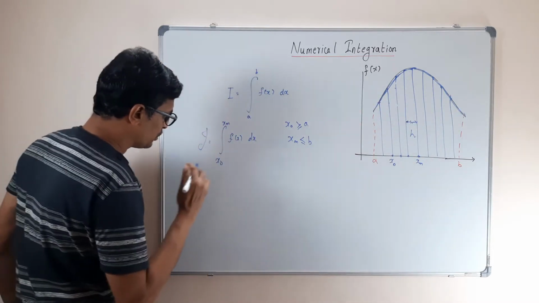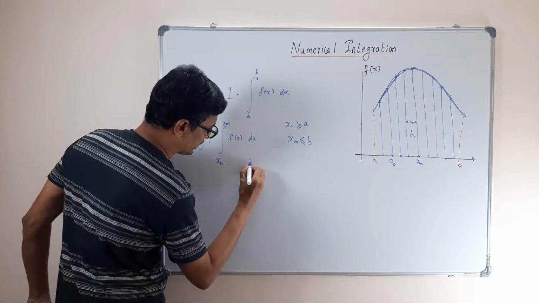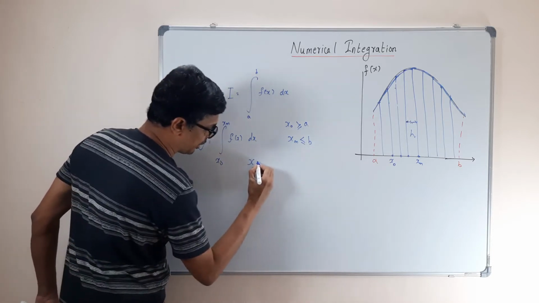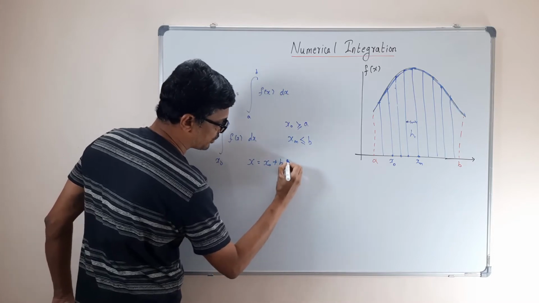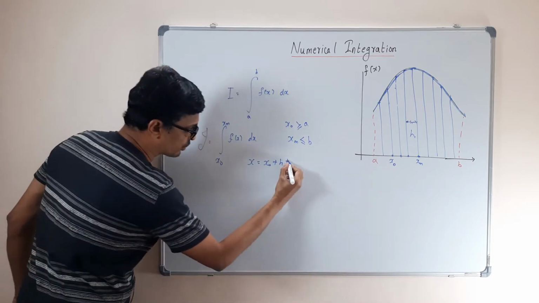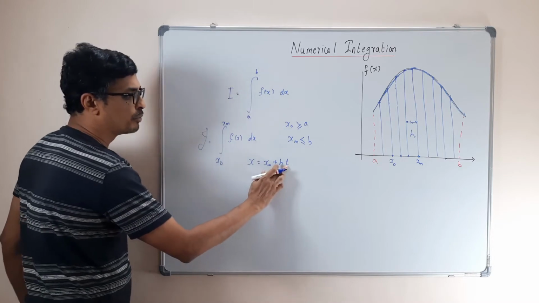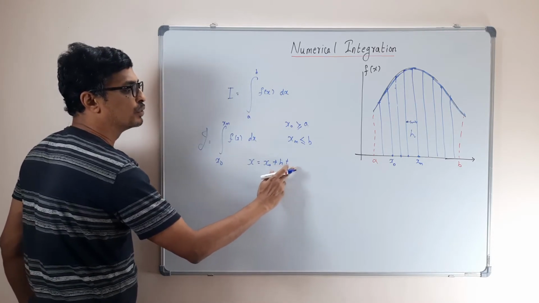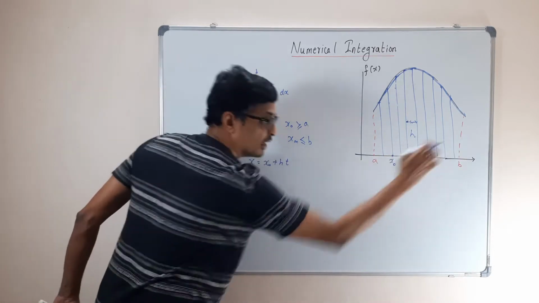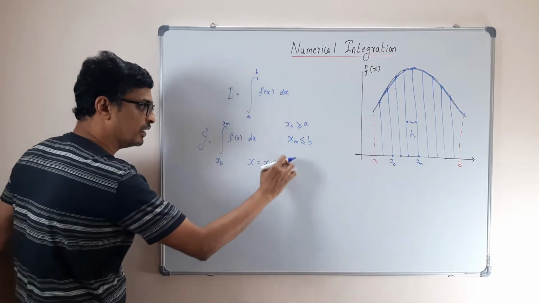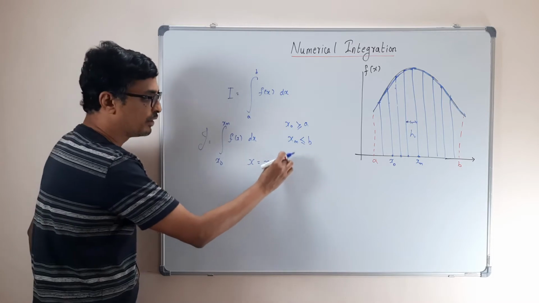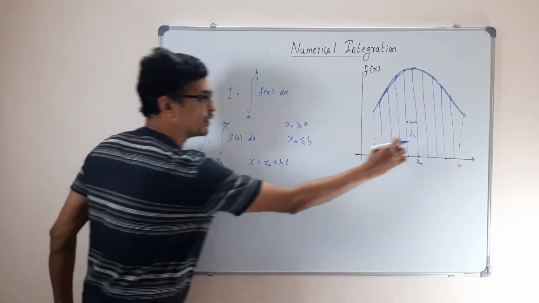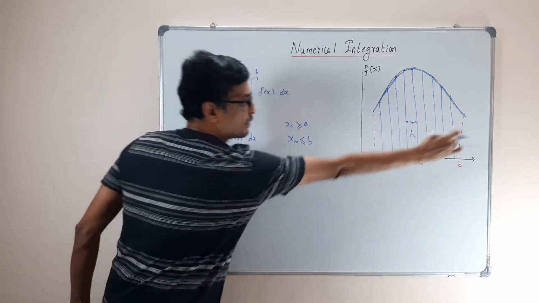So then what I am going to do, let me use this. Any x can be written as x0 plus h times t. Remember, t is also a continuous quantity. The moment you put t equal to 0, 1, 2, 3, we get the abscissas. In this representation, t is a continuous quantity, but once we discretize this t as 0, 1, 2, 3, 4, it becomes the abscissas.